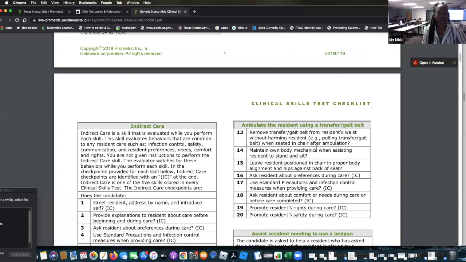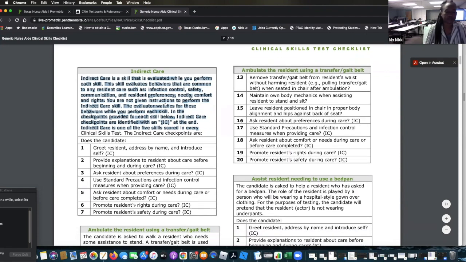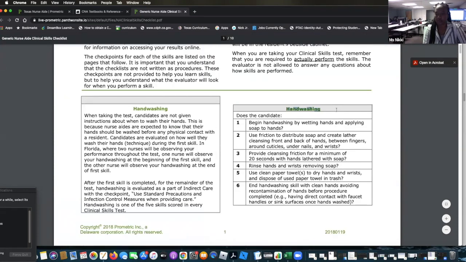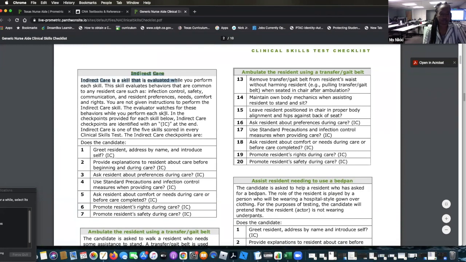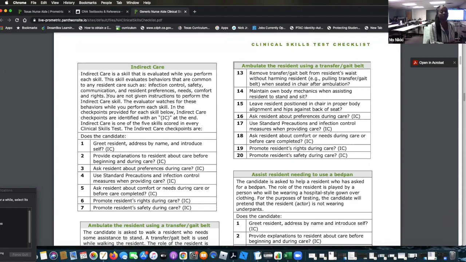All right, I'm not going to read all these to you, but let me read one more. Hand washing, you know you're going to have hand washing, right? You know you're going to have indirect care. Let's read indirect care. Indirect care is a skill that is evaluated while you perform each skill. The skill evaluates behaviors that are common to any resident care such as infection control, safety, communication, residents' preferences, needs, comfort, and rights. Like I was saying earlier, how you would really care for that patient and how you want to be cared for if you were that patient.